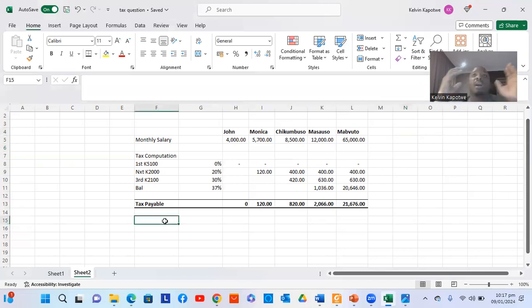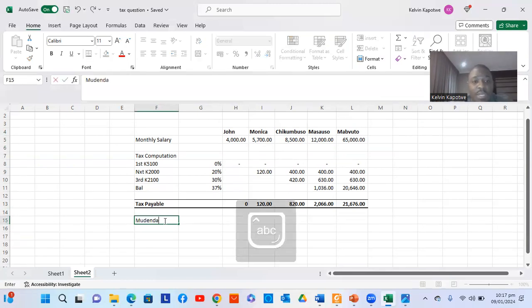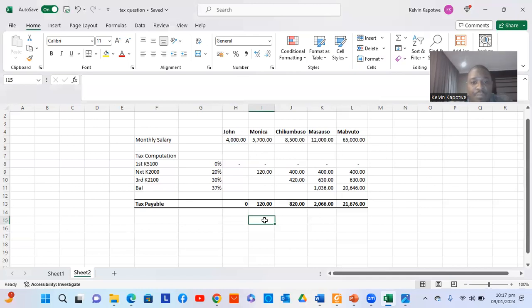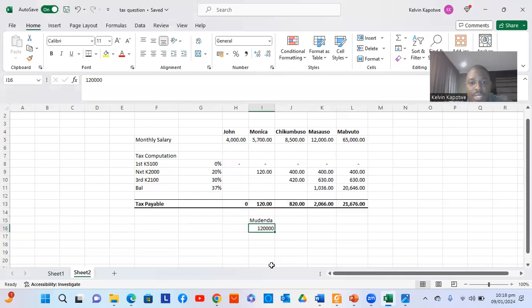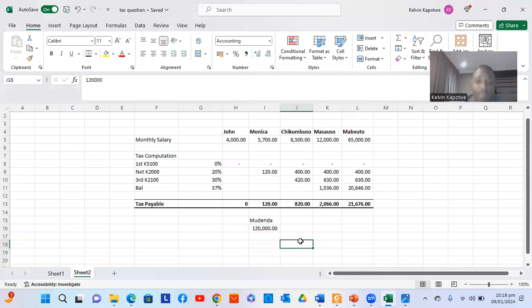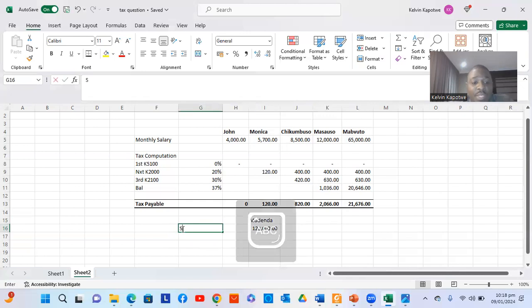Let's do a scenario for a man named Mudenda. Mudenda is the man for the night. So we are saying Mudenda earns 120,000 kwacha per month. That is his monthly salary. So the assumption here is that this monthly salary is a total of all your earnings. I'm assuming you've got your bonuses in that, so it's the total, the aggregate. Just for this calculation, we are assuming it's the aggregate. So the aggregate salary income for this man, Mudenda, is 120,000.